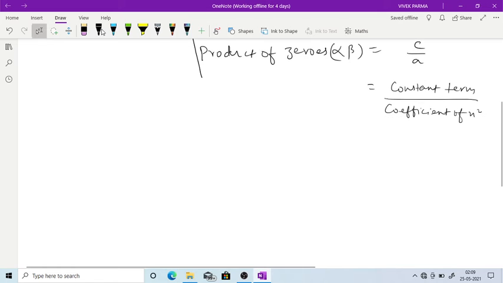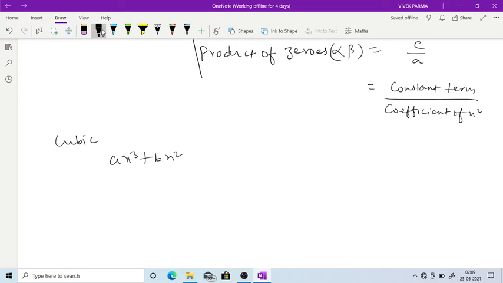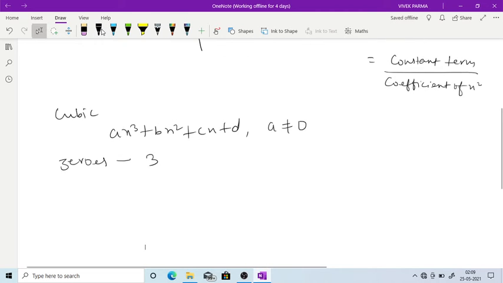Further we will see the relationship for the cubic. As we know, the general form of this polynomial is ax cube plus bx square plus cx plus d, where a does not equal 0, and we know the zeros of this cubic are 3, which is at most 3.